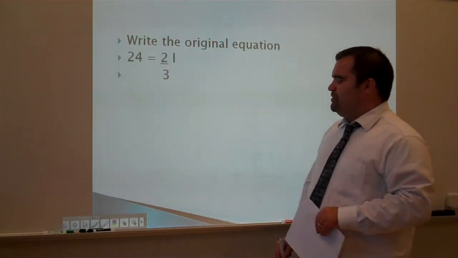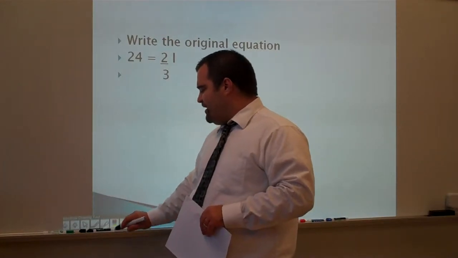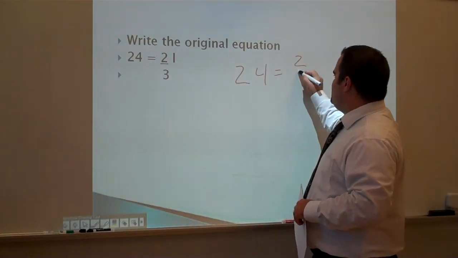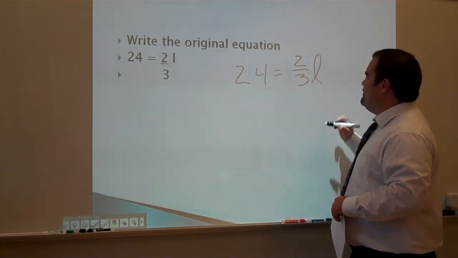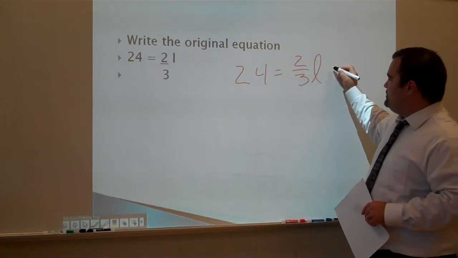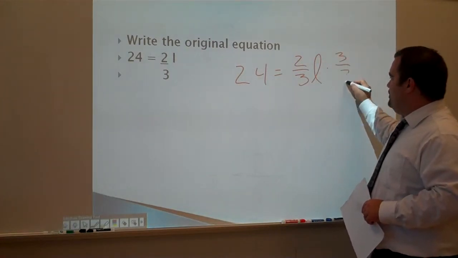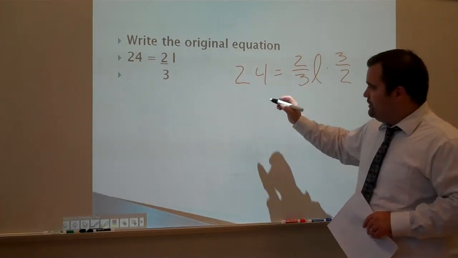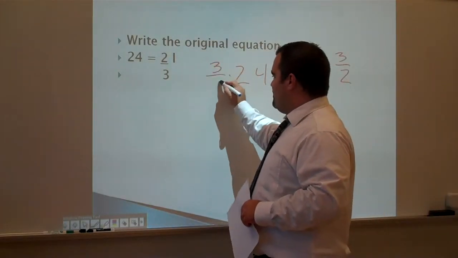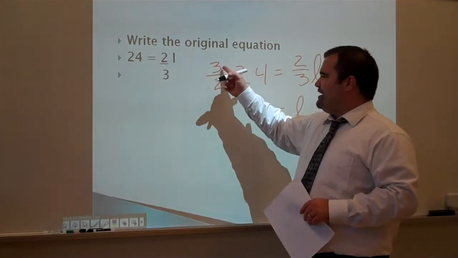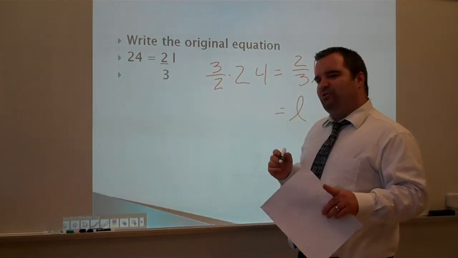We write our original equation, and if I actually wrote this, it would be 24 is 2/3 of L, of length. So multiply both sides by the reciprocal, because 2 times 3 is 6, and 3 times 2 is 6. And over here I'm going to multiply by 3 over 2. I get L equals 24 times 3 divided by 2, or can I do a shortcut?